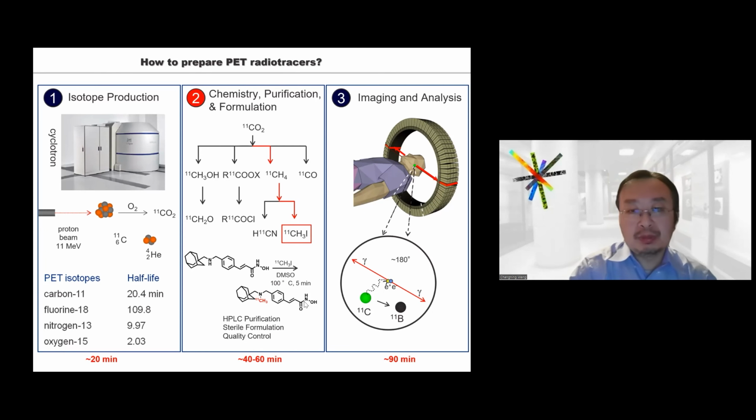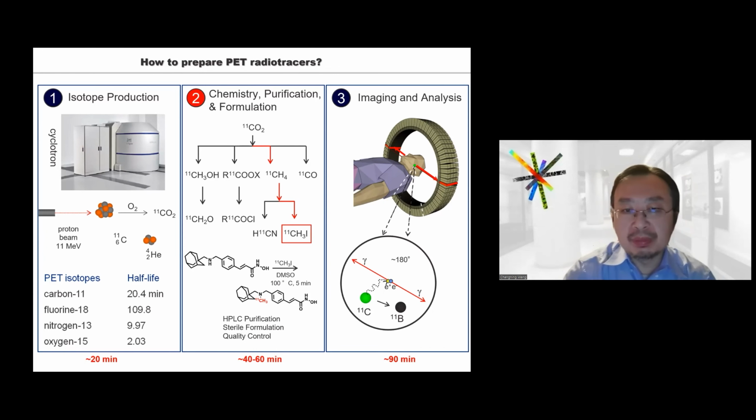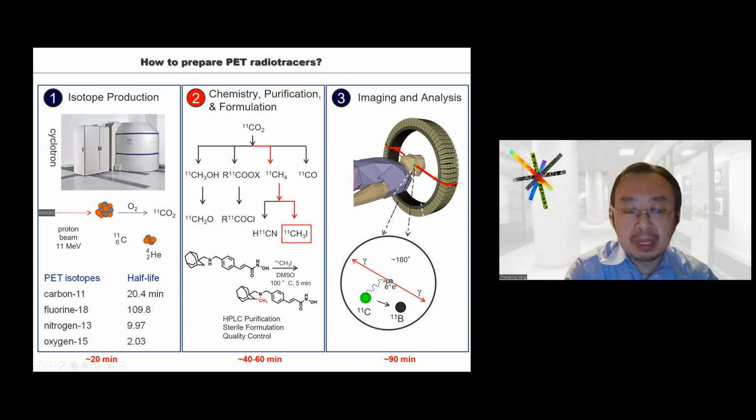The reaction time has to be very fast. For C11, the maximum time we allow is about 5 or 6 minutes. For example, in this reaction we use the precursor with the methyl iodide and heat at 100 degrees for 5 minutes. We get this small molecule product. This is the tracer we get. We purify the tracer by HPLC, go through formulation, and pass the QC required by the GMP lab. After that, we can inject it into a human, for example, and we collect the signal from the human brain in the PET scanner.